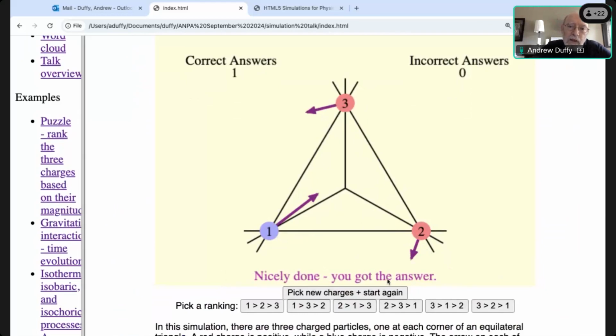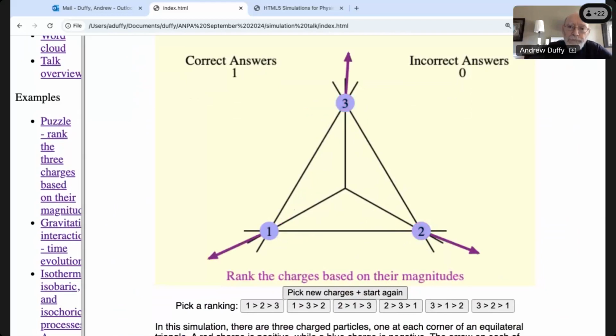So that's nice. And if you got it wrong, you get another chance, and the students have a whole bunch of chances to figure this out. So I think it's a really nice conceptual setup, and they can get a lot of practice just with that conceptual thinking.